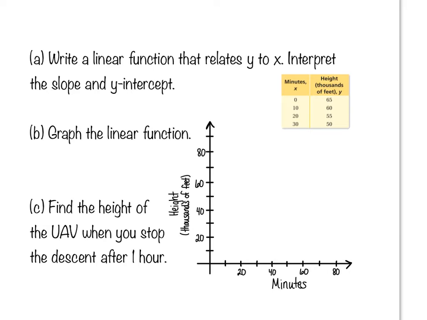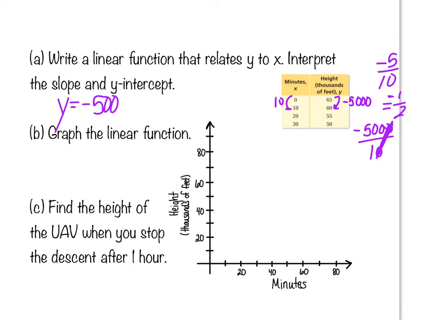So we need to be careful here because this says it's measured in thousands of feet. So when it goes down 5, it's actually going down 5,000. And then we're running 10. So my slope, it'd be very easy to say, oh, it's -5 over 10, which is -1/2. But that's actually half of 1,000. Half of 1,000 is 500, right? So if I write it like -5,000, like it's supposed to be over 10, you can see that we're going to exactly get -500. So we got y equals -500x.